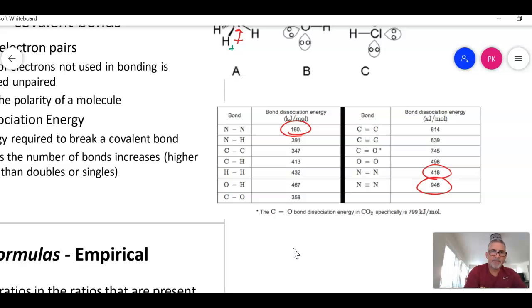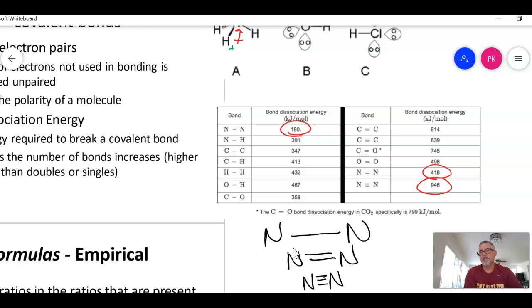And the reason why, if I give you an oversimplified answer, is as I make more bonds, the bond length gets shorter and it gets held more tightly. So it's much harder to break these triple bonds because the electrons are held more tightly between the nitrogen atoms, okay?